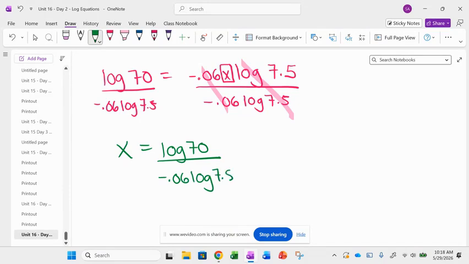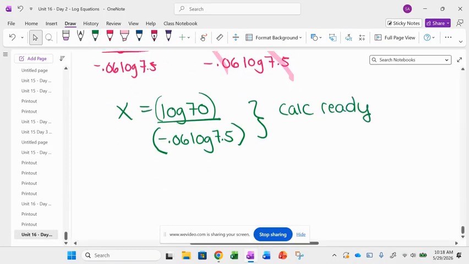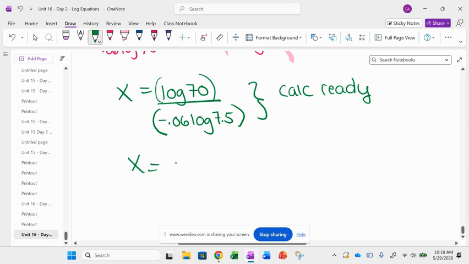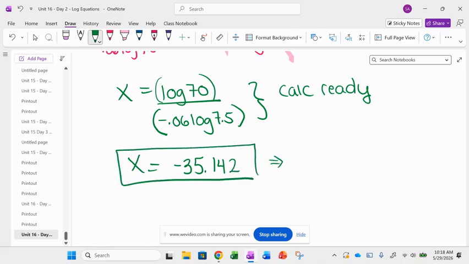You guys, if you're typing this into your calculator, you absolutely need parentheses around that denominator. And I would, just to be safe, put parentheses around the numerator also. This is our calculator ready form. And when you type this into your calculator, you should get a negative 35.142. This is our answer. And is it okay for our exponent to be negative? Absolutely. Oh, actually, our exponent wouldn't even be negative, because a negative times a negative is a positive. So still good.